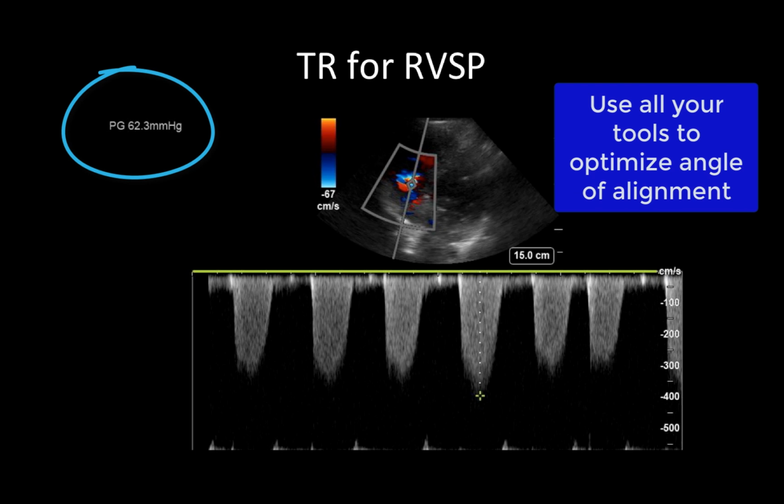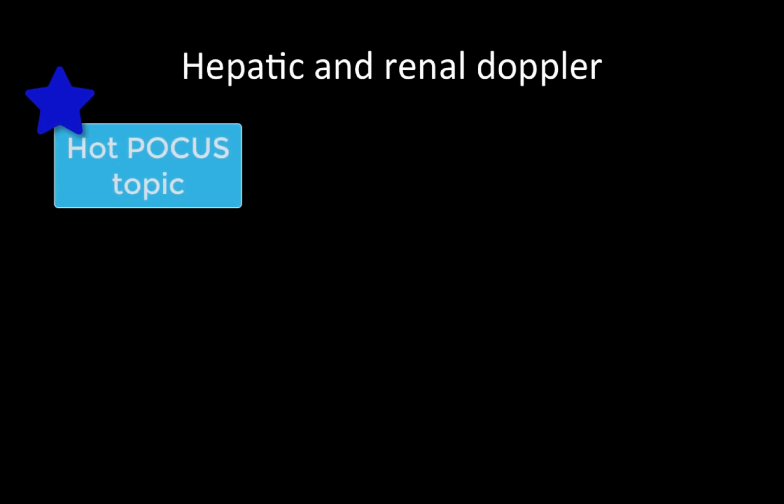We also want to make sure that we make small probe movements, typically fanning, once we're in our view to make sure we're optimally capturing the jet. There's increasing interest in the analysis of Doppler waveforms from the hepatic, renal, and portal systems to inform various disease states such as fluid overload and venous congestion.